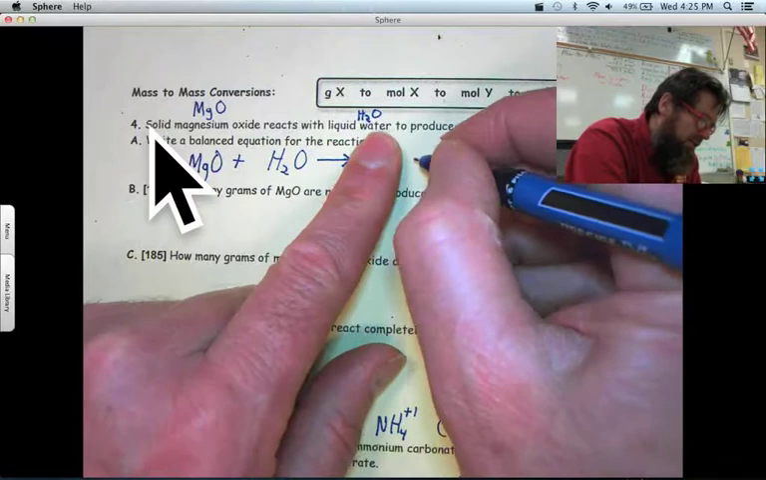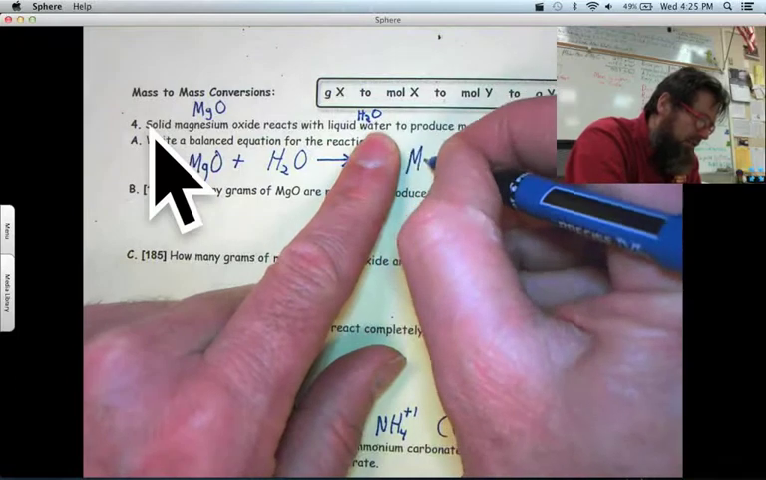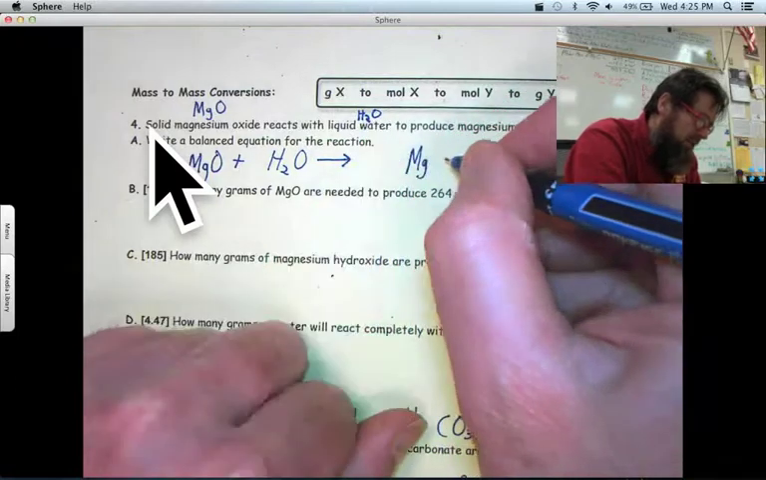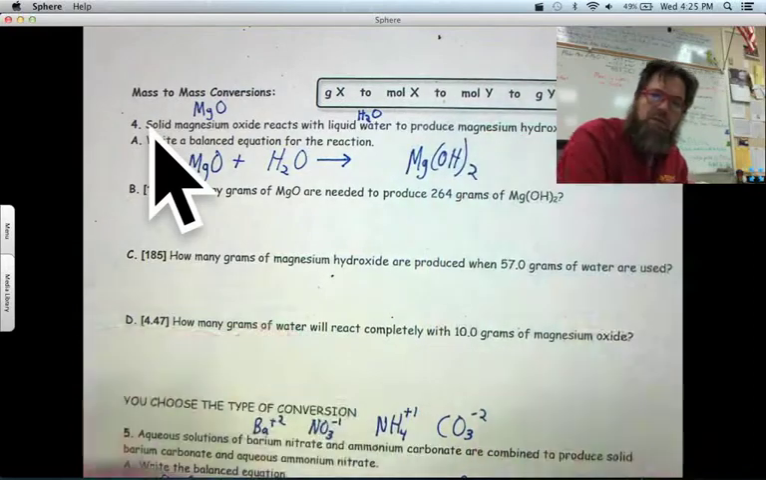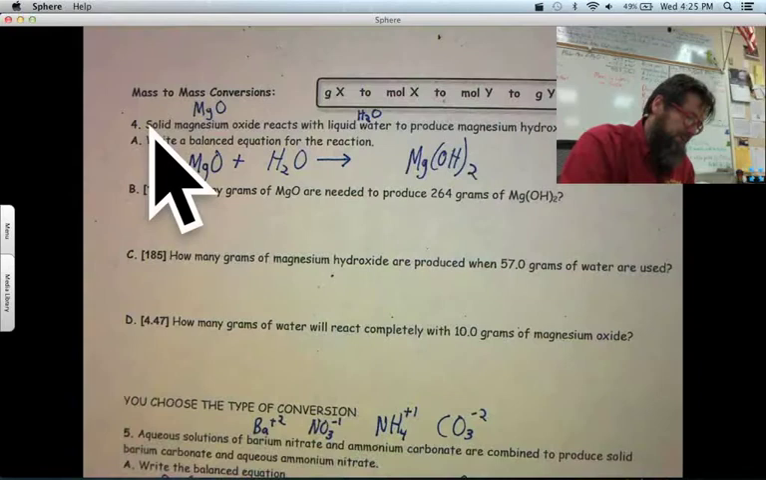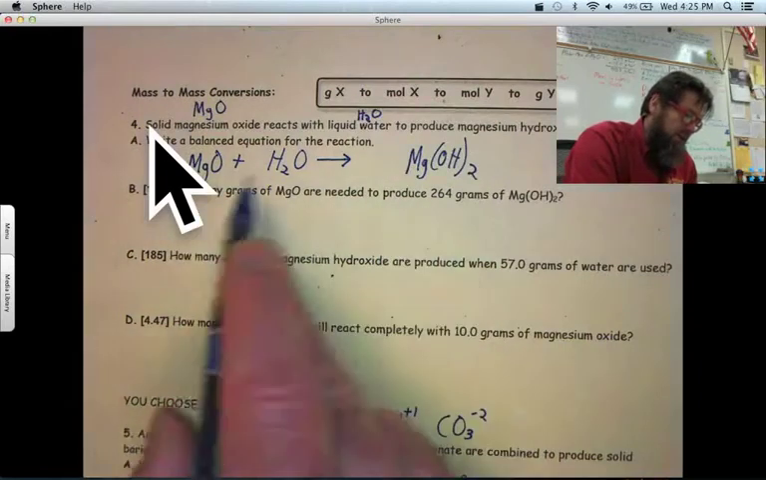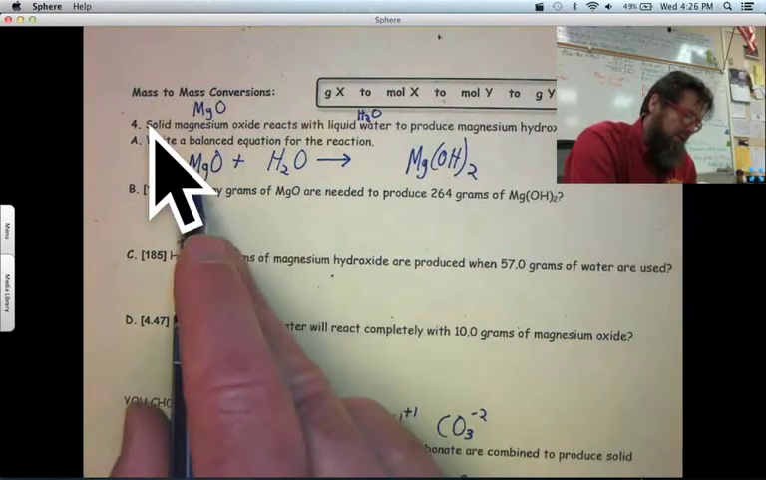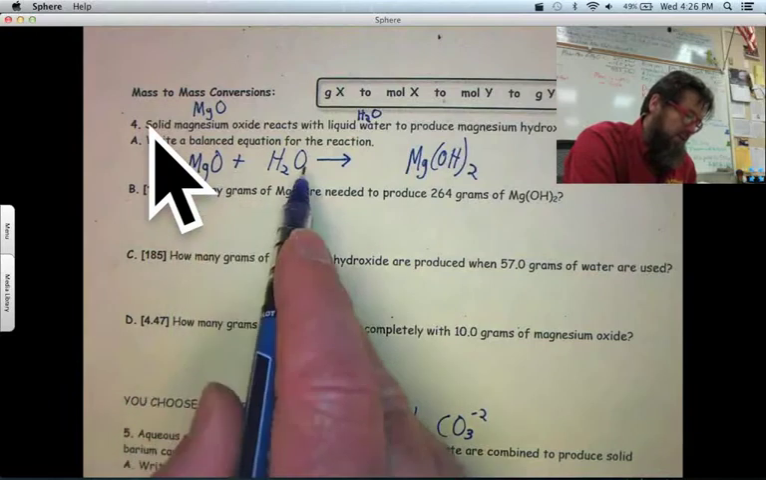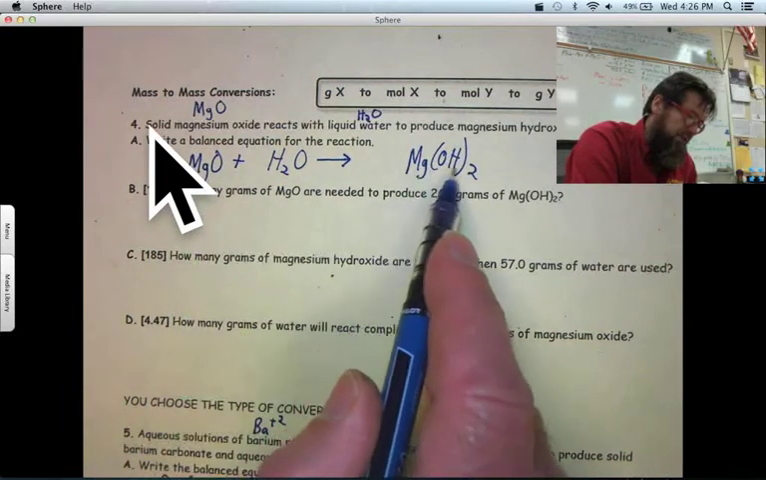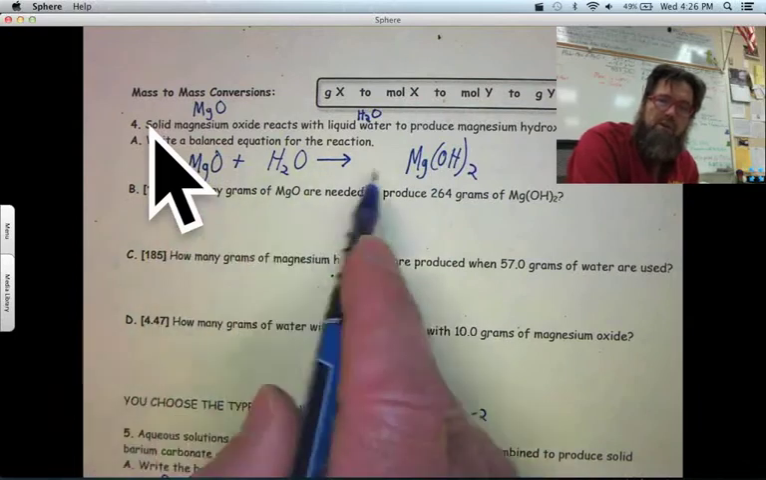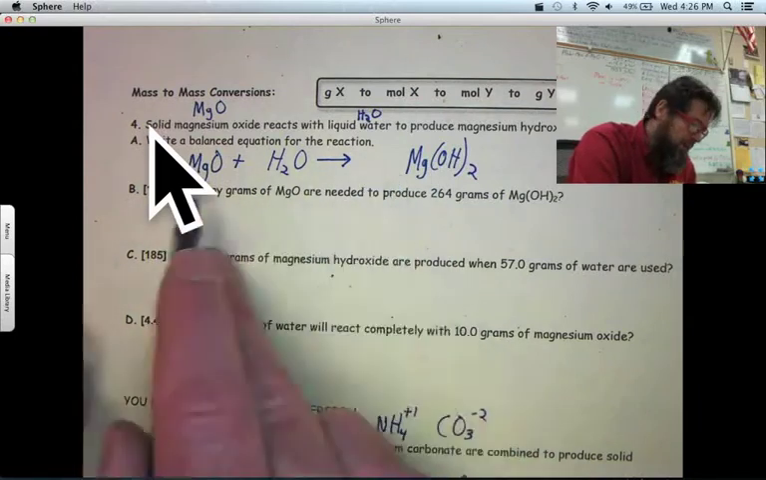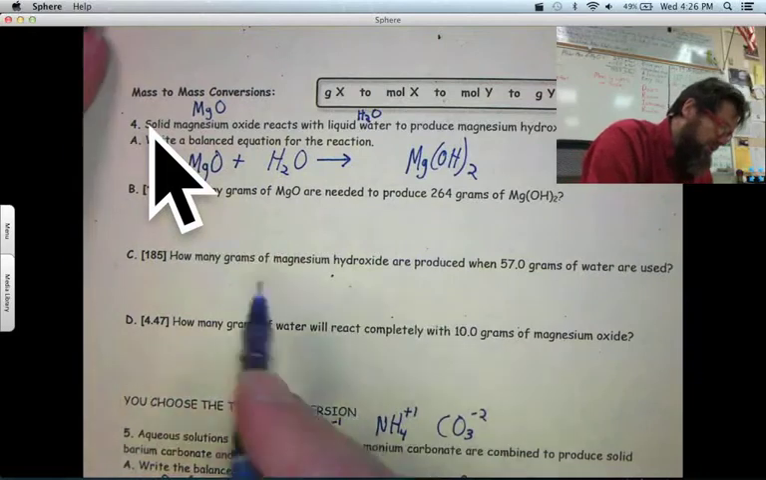We leave space for the coefficient, Mg +2, and so we need 2 hydroxides, Mg(OH)2. And it's already balanced. Magnesium, 2 oxygens, 2 hydrogens on each side. So unfortunately we have very boring coefficients, 1, 1, and 1. But let's go ahead and do a problem or two.